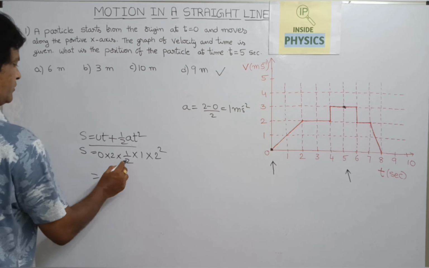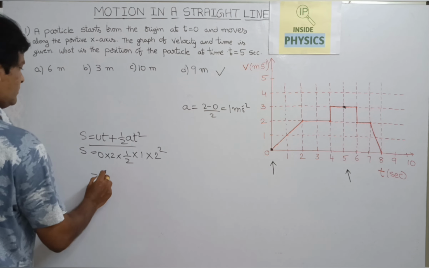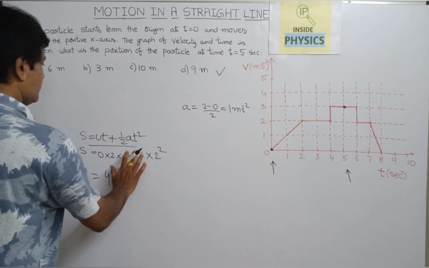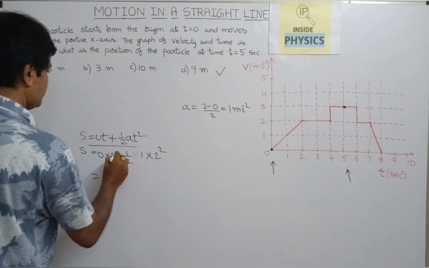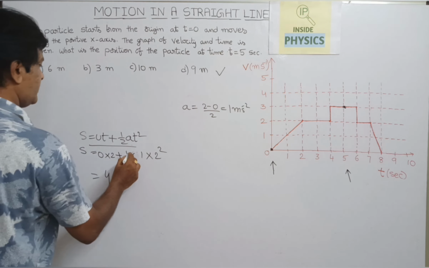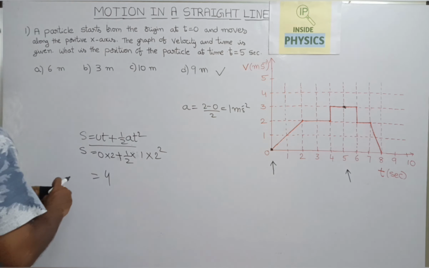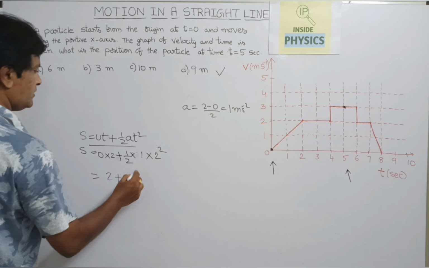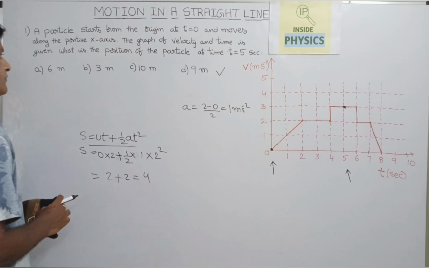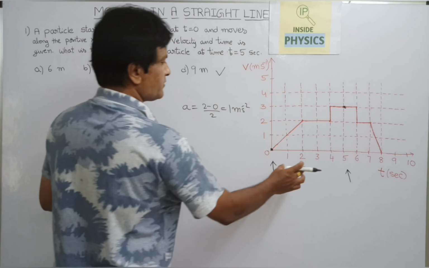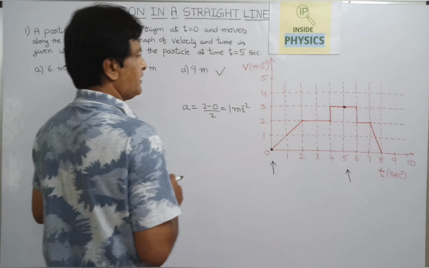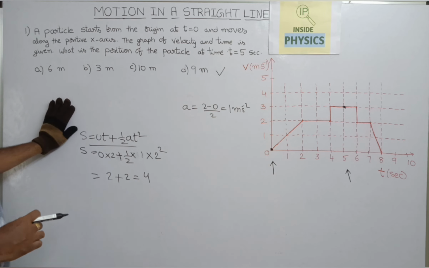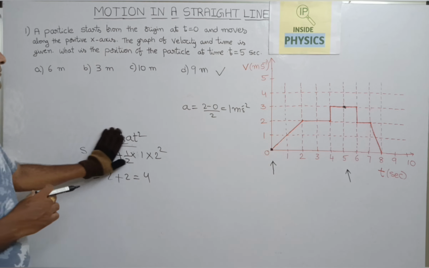Now how will we get 2 into 2? This is cancelled, and what you got is t square, plus 2 into 1 t square. So here 2 plus 2 is equal to 4. In this way you calculate the displacement from here to here and here to here, so you will get the total displacement. This is the second method you can follow in this problem.